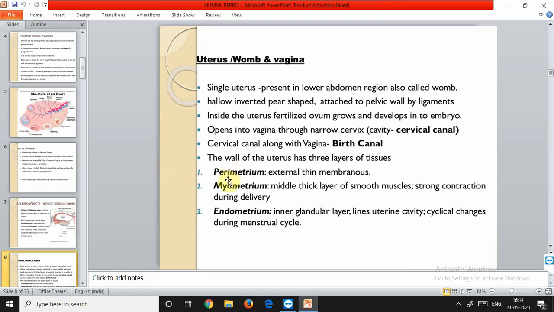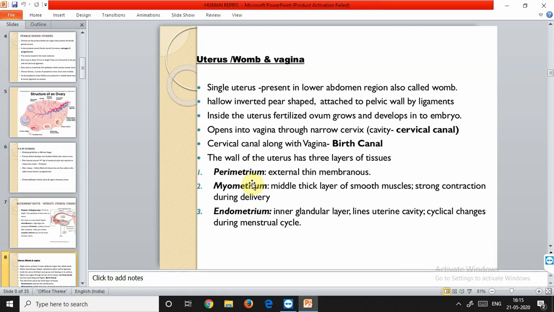I told you about the perimetrium, myometrium and the endometrium. What is the function of these three layers? The perimetrium is the most external, very thin and membranous layer. Then the myometrium is the middle layer, made up of smooth muscles, and the strongest contraction during the delivery of a baby is done by this myometrium.